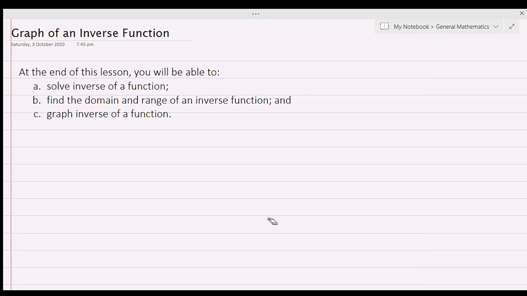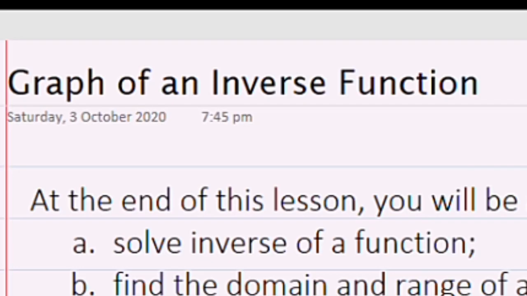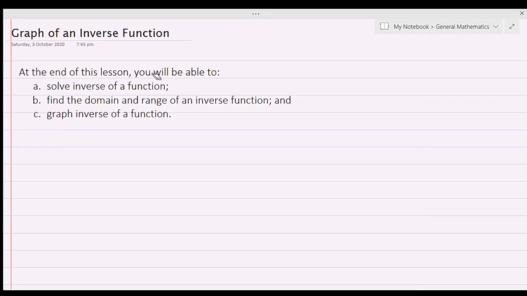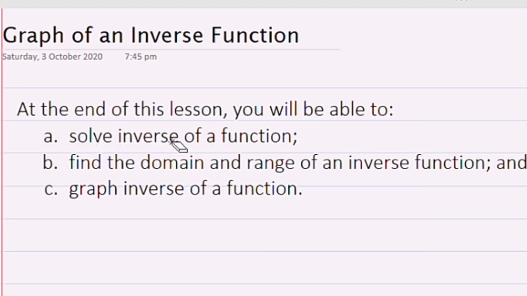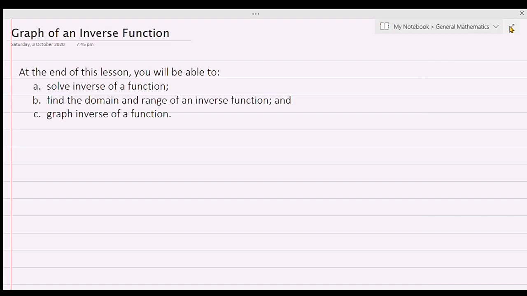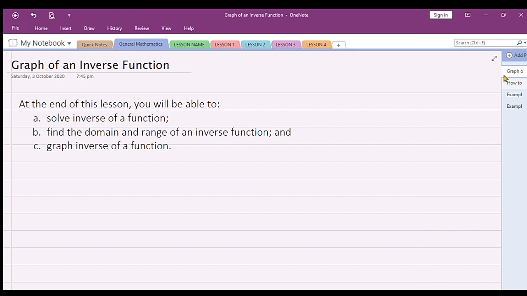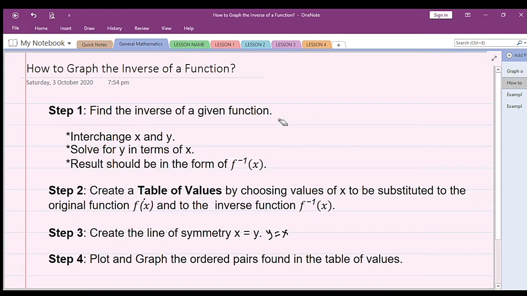Our topic for this moment is all about the graph of the inverse of a function. At the end of this lesson, you will be able to: A, solve the inverse of a function; B, find the domain and range of the inverse of a function; and C, graph the inverse of a function. Without further ado, let's try to find the graph of an inverse function.